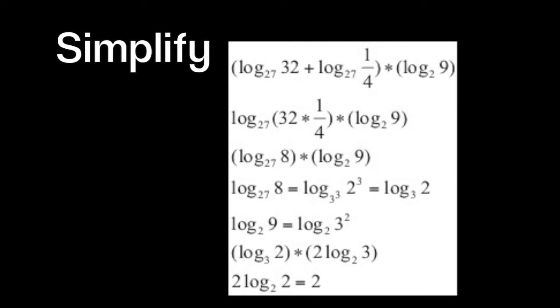We can also rewrite the log base 2 of 9 as log base 2 of 3 squared and move the exponent of 2 into the front. Our simplified expression is now log base 3 of 2 times 2 log base 2 of 3. The 3 in the base of the first log will cancel with the 3 in the argument of the second log, leaving you with just 2 log base 2 of 2. Since log base 2 of 2 is just 1, the log simplifies into 2.